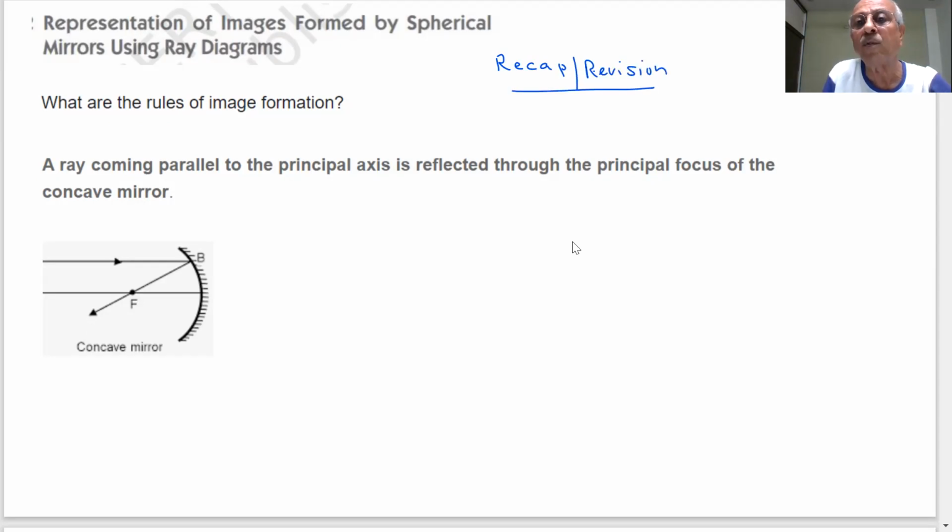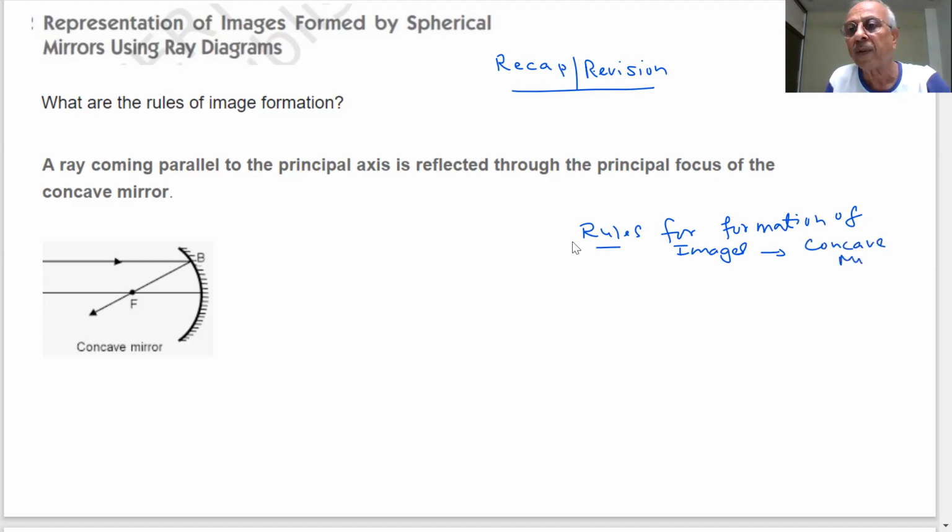Last time I told you what rules can be used to make ray diagrams for a concave mirror. Yes or no? Tell me fast. Yes, sir. How many rules did I tell you? Four rules for formation of images by a concave mirror. This is the first rule, which is there on the screen.